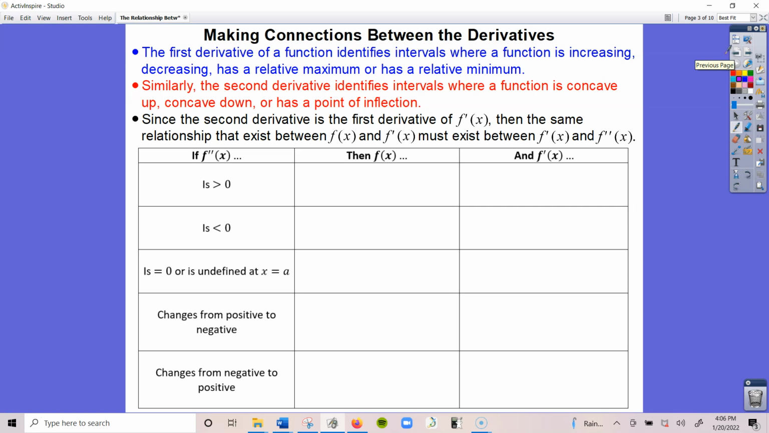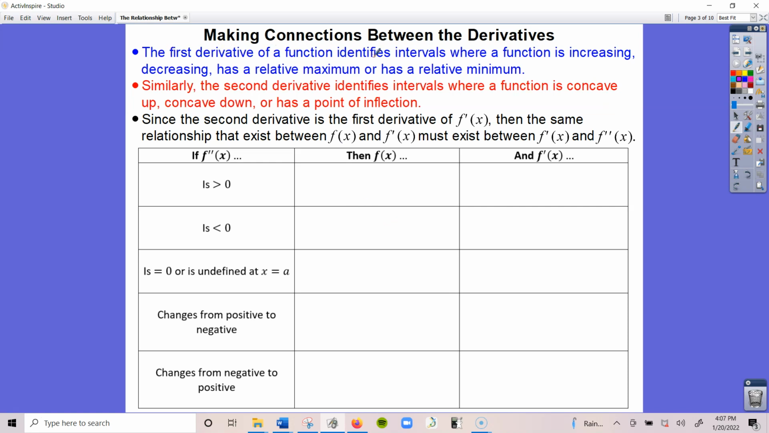Now let's look at what happens with the second derivative. When you're taking a second derivative, you're just going to do the derivative of the first derivative. So the same process as you're finding the first derivative from the function. To get the second derivative, you find the derivative of the first derivative. So some things that we've been discussing.